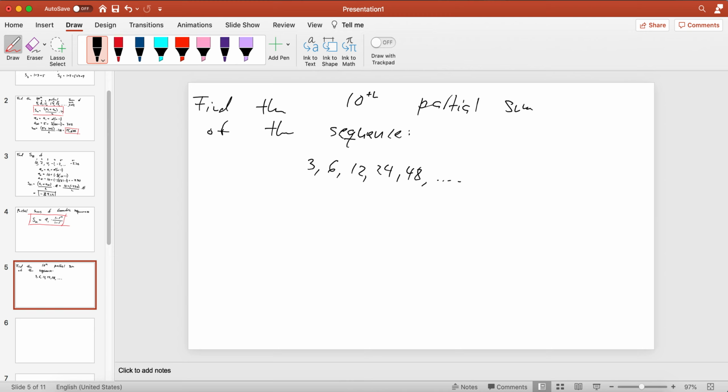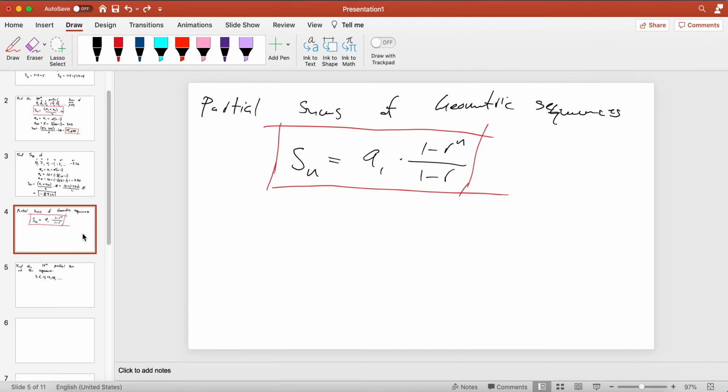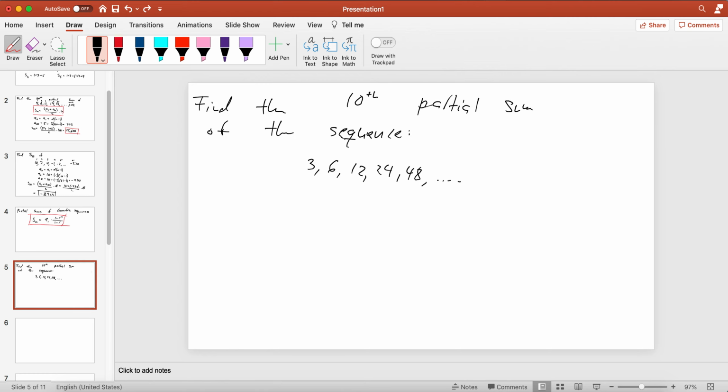Well, to find the 10th partial sum, I don't need to know the last element actually. If you look here, this doesn't mention a sub n. You just need to know what the ratio is and what a sub 1 is. Well, I know a sub 1 is 3, so let's write this out. S sub n is a1 times 1 minus r to the n all over 1 minus r. I don't need to compute the last element here. It doesn't ask me for a sub n.